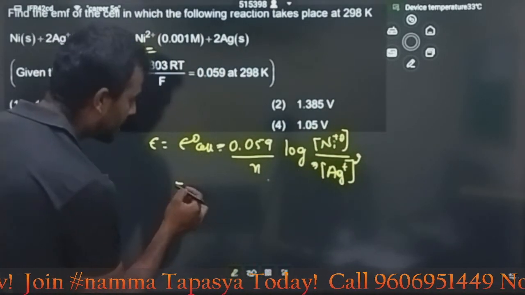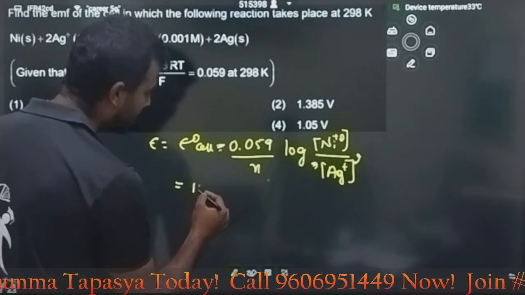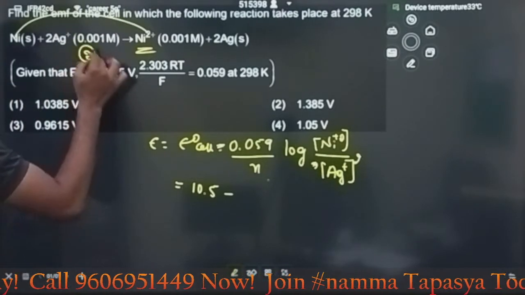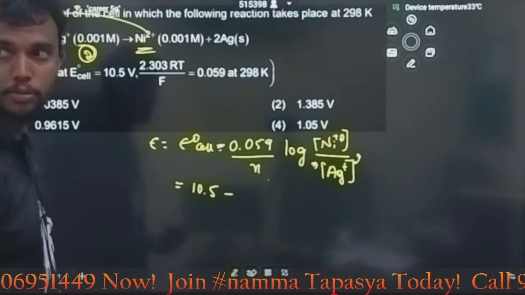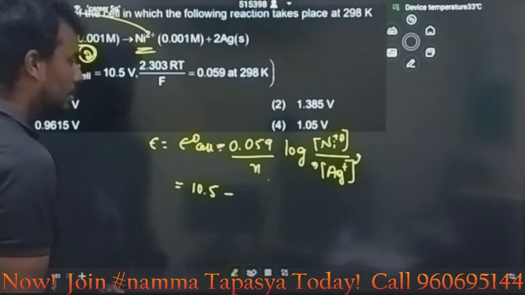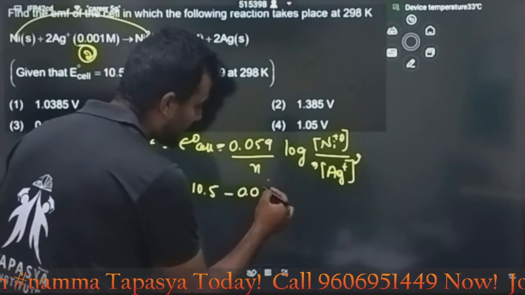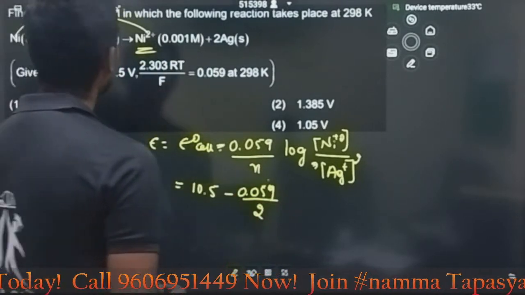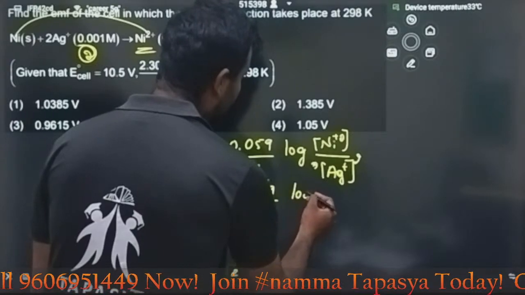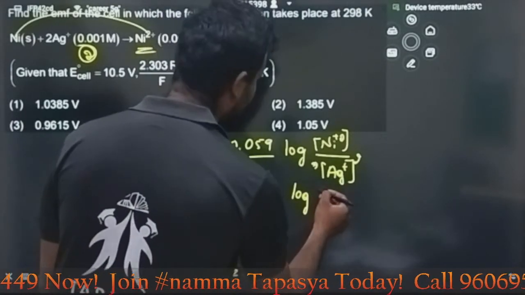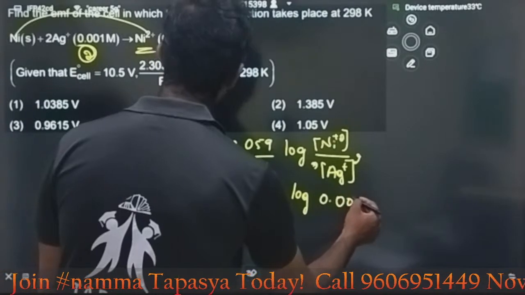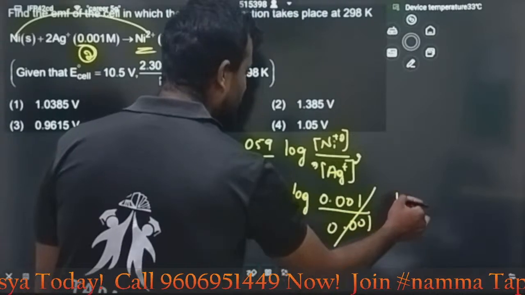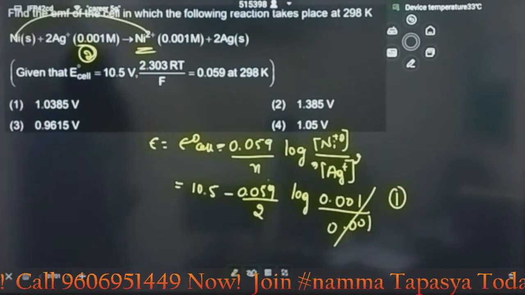Then for E naught cell, what is the value? They have already given 10.5. Here how many electrons are involved? Na to Na plus 2 is 2 electrons, and 2 Ag is 2 electrons. So with stoichiometry, 2 electrons are involved. 0.059 by n, what is the n value here? 2. Then log of Na plus 2 concentration, they are giving 0.001. This is also 0.001. Both are cancelled, your value is 1.